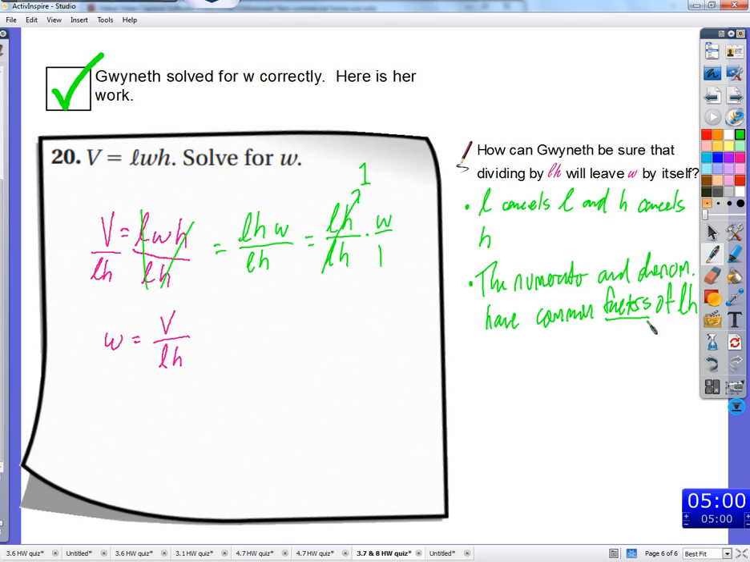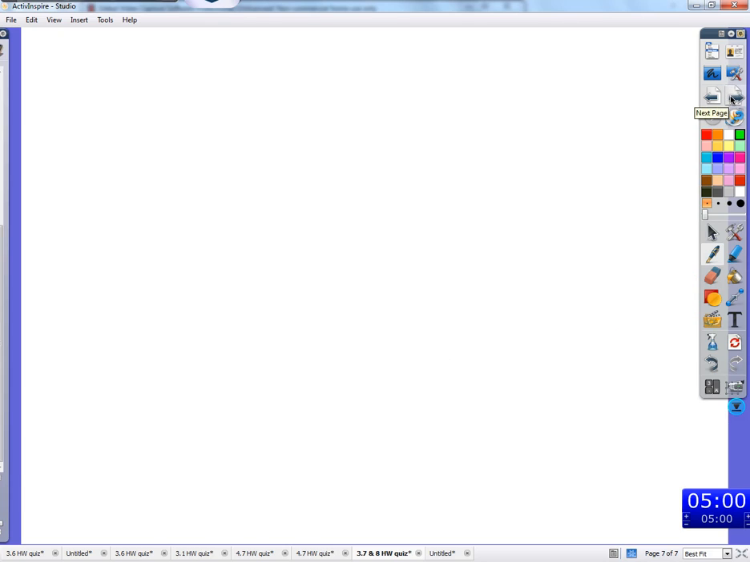Okay, so that's, I think, my last question for the quiz. Are there any other questions from the homework? I'm not sure how to solve for by itself.